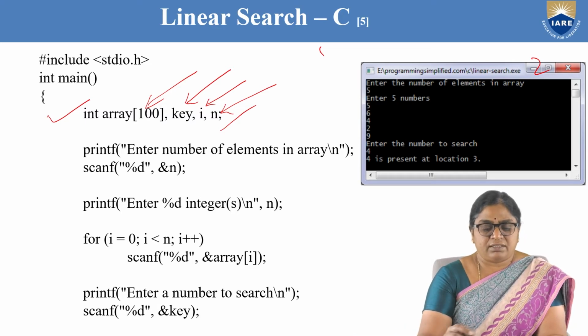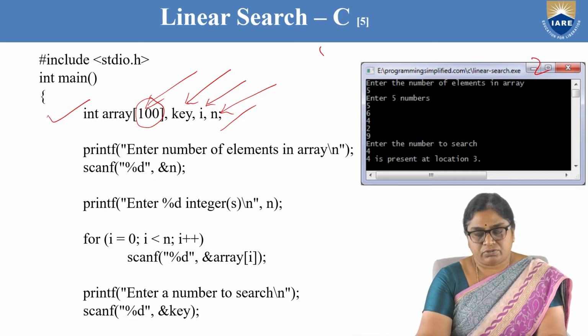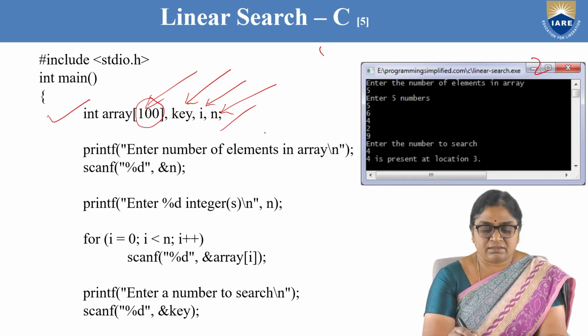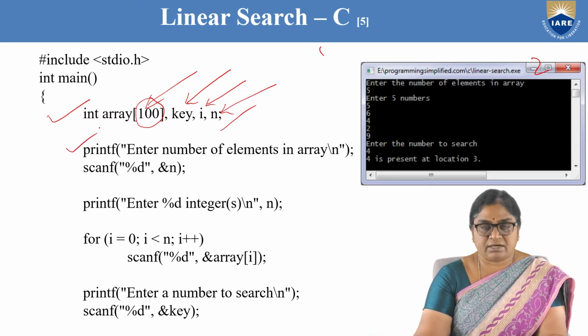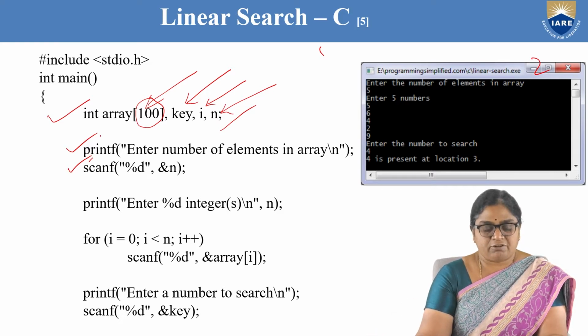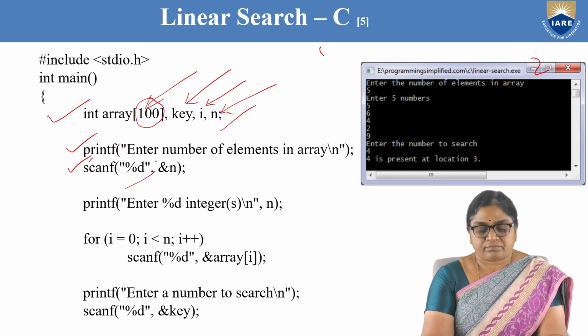After that, here we are taking an arbitrary size 100. The user may want to store 5 numbers or 10 numbers depending on the user's choice, but he cannot store more than 100 elements. So here we are asking the user, enter the number of elements in array, or how many elements you want to store. Such kind of comments we can give through the printf statement, and we are reading that input through the scanf %d ampersand n. Here we are getting the size of the array from the user.